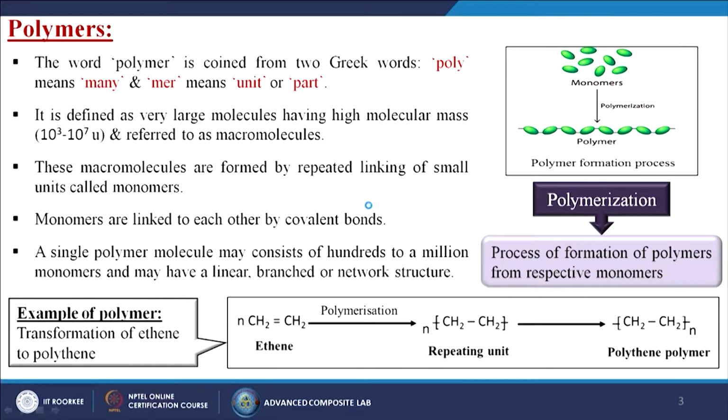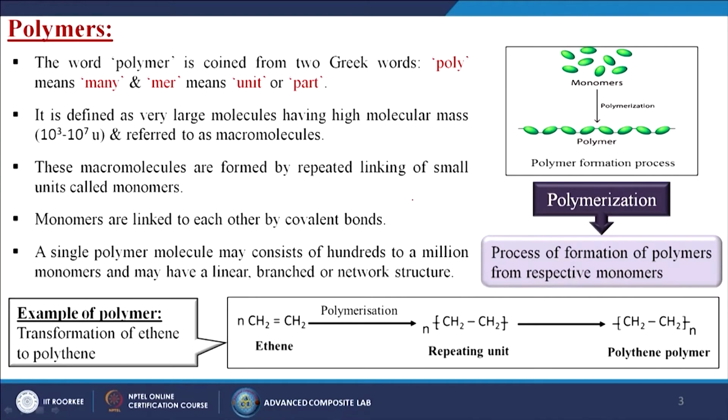Generally it is defined as very large molecules having high molecular mass, generally 10 to the power 3 to 10 to the power 7 units, and referred to as macromolecules. The macromolecules are formed by the repeated linking of small units called monomers, as I told already. So, small monomers attach to each other, and then make one polymer. Monomers are linked to each other by covalent bonds. So, generally in polymers we can see covalent bonds.